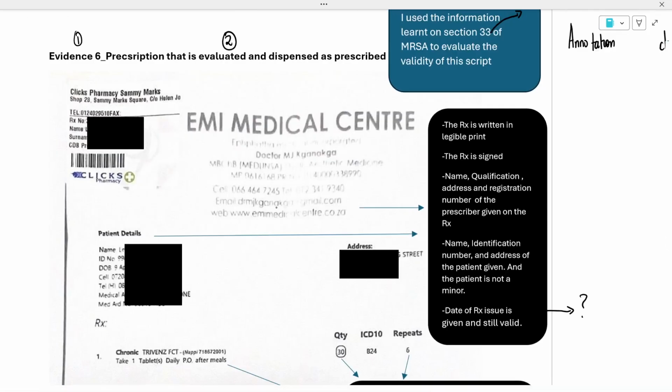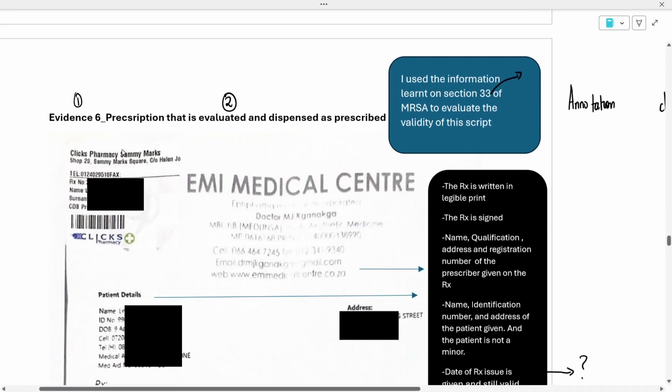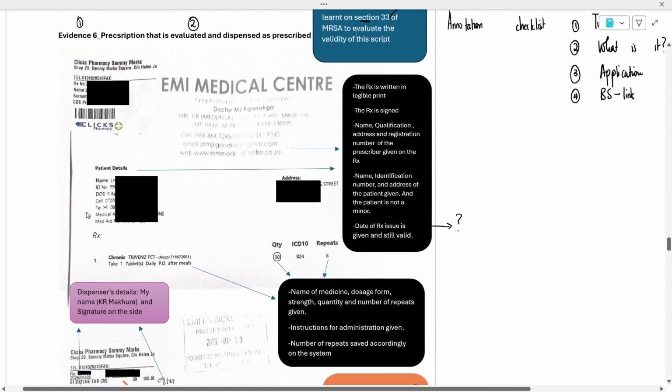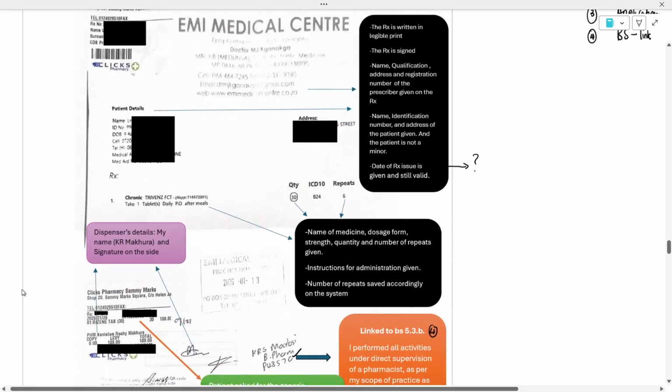you're doing a therapeutic evaluation of this medication. You're also checking the legality of the prescription, using Regulation 33. Remember the requirements for the regulation. Remember how you annotate. When you annotate, you tell a story of what happened. How you tell a story is that I checked if the prescription was handwritten and saw that it was written in legible print. I saw that the prescription was actually signed by the doctor.